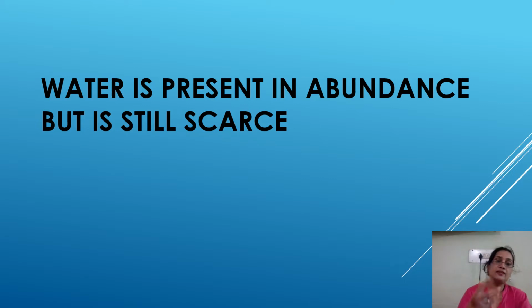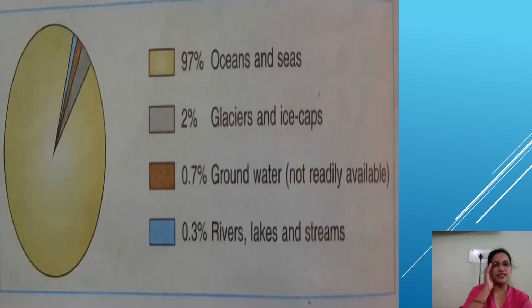But why is it still scarce? Why is it not abundant, yet scarce? Means kami hai. So why is there scarcity of water? Let's move to the next slide, and this is the exact picture that is given in your textbook. And this tells the whole story of why water is abundant, still scarce.